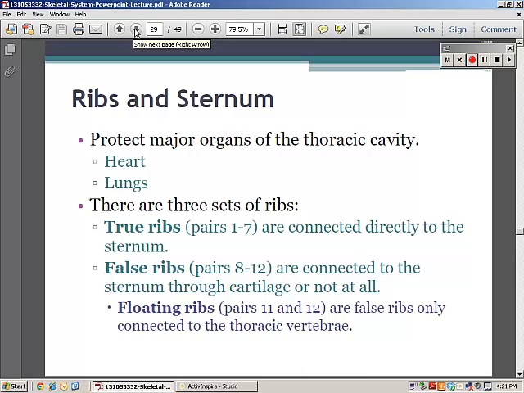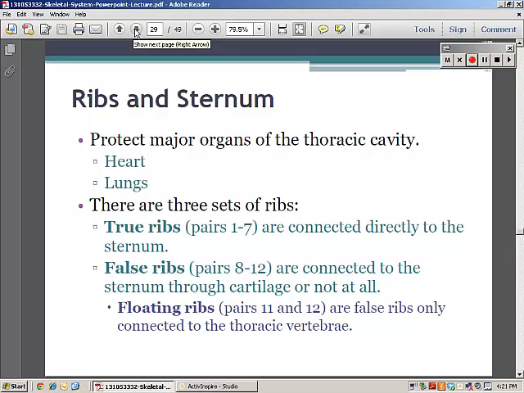All right, let's talk about the next, and the final portion of our axial skeleton, and that's what we refer to as the ribs and the sternum. You may have referred to it mainly as your rib cage, and it's really important from a protection standpoint because it protects 2 of our vital organs, our heart and our lungs, which of course all of us know we need in order to live.